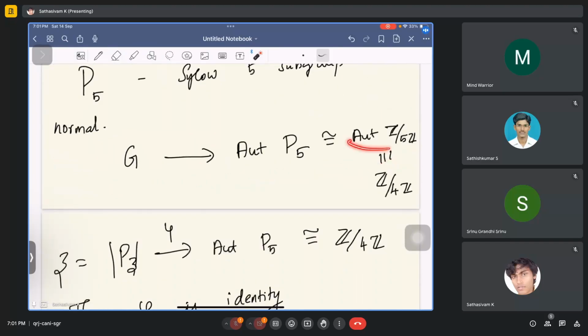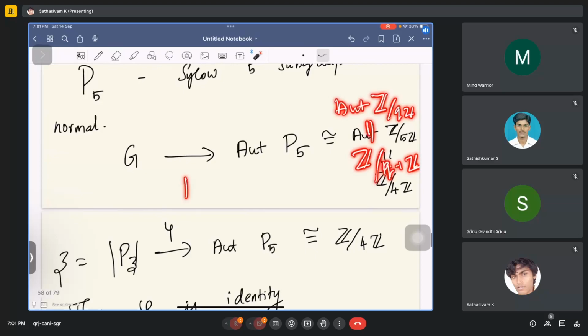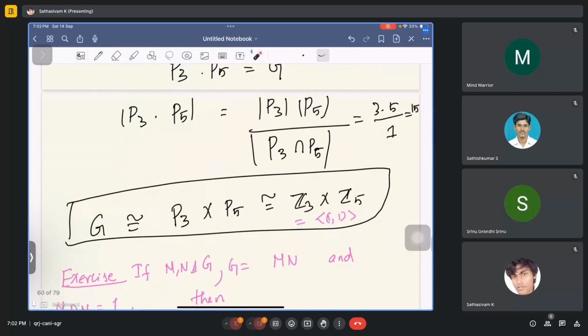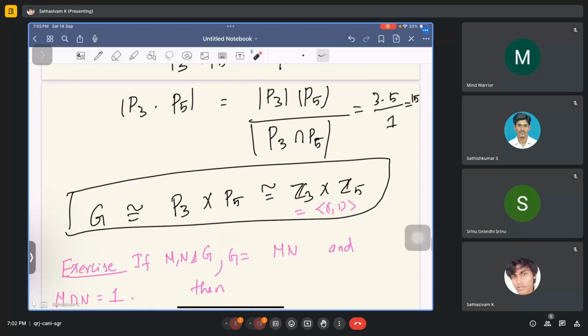You go for the automorphism. In general, if you look at the automorphism of Z mod QZ, this automorphism will become Z mod Q minus 1Z. And if your P does not divide Q minus 1, then this morphism will become identity. You do the same thing as what we did here, and that will give you the proof.